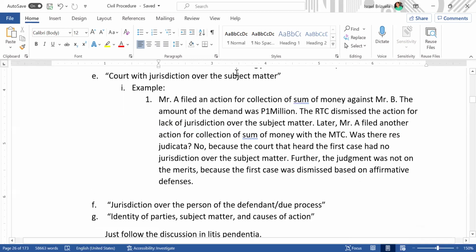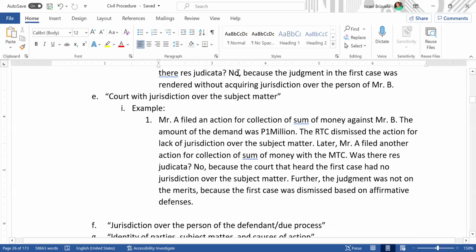Court with jurisdiction over the subject matter.